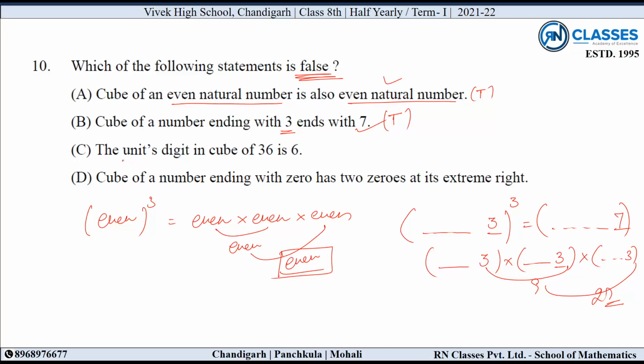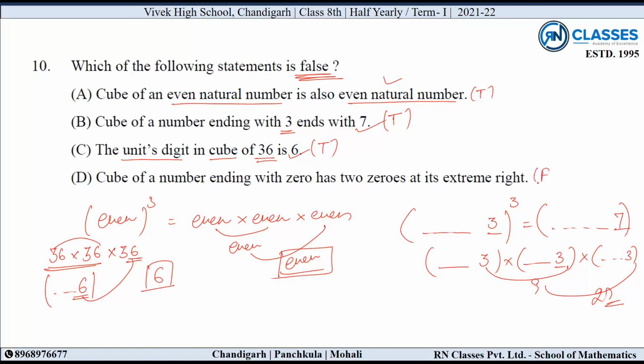अच्छा, यूनिट डिजिट इन क्यूब ऑफ 36 is 6. Let's see. 36 into 36. मेरे को सिर्फ यूनिट डिजिट से मतलब है, राइट. पहले हम इन दोनों का मल्टीप्लाई करते हैं 36 इंटू 36 मीन 6 इंटू 6 36, आगे कुछ भी आए आई डोंट केयर. मेरे को तो यूनिट डिजिट से मतलब है. देन अगेन यूनिट डिजिट 6 इंटू 6 we'll get 6 again. We got 6 again, true. This statement is also true.